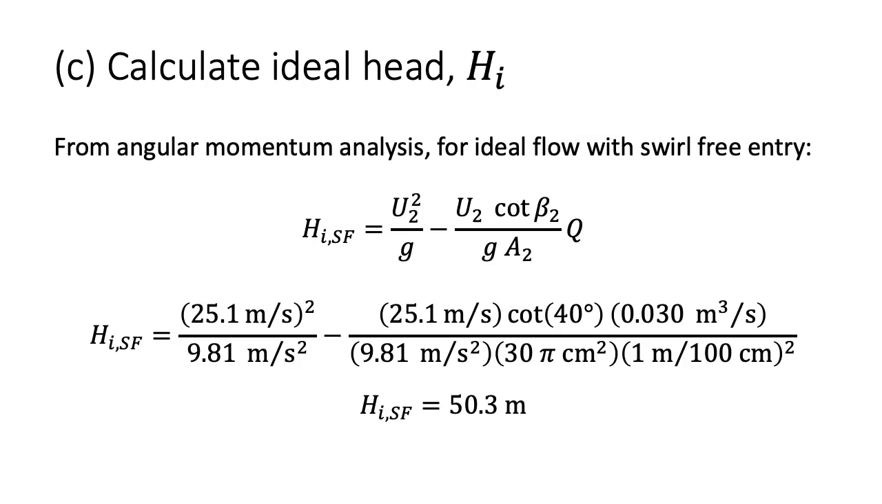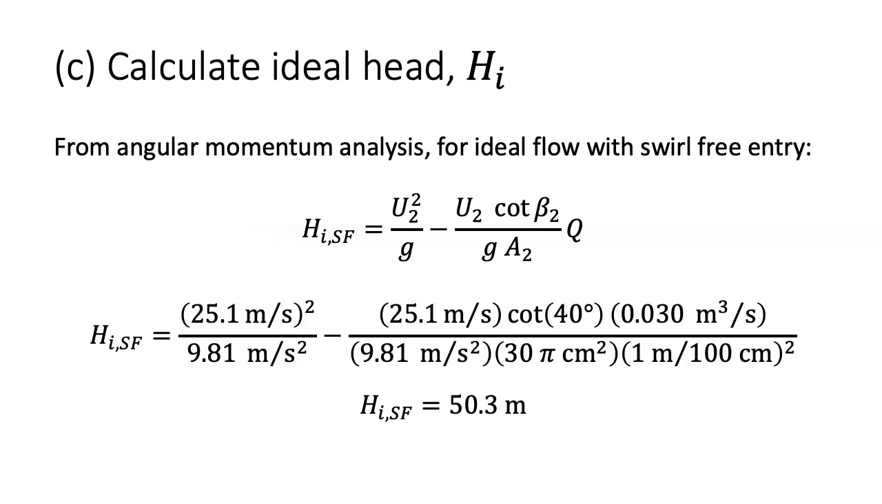For part C, calculate the ideal head. The equation given for the ideal head is derived by assuming ideal flow through the blades, as specified earlier in the assumptions, and applying an angular momentum balance combined with conservation of mass to a control volume containing the fluid. The resulting equation is further simplified for swirl-free entry to obtain the relation given.